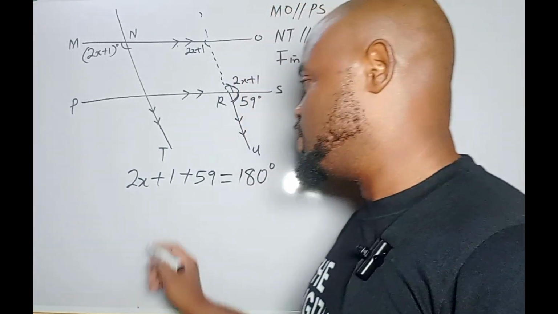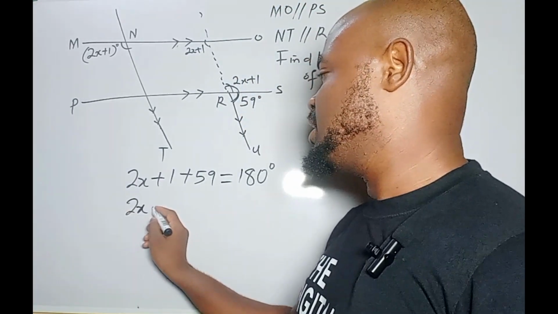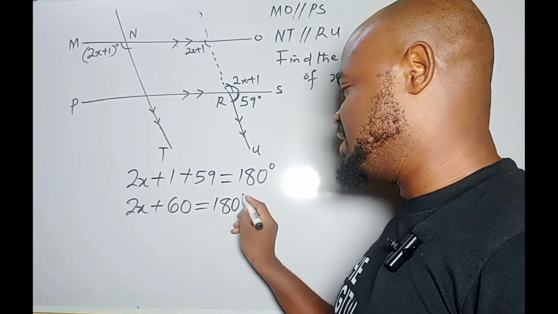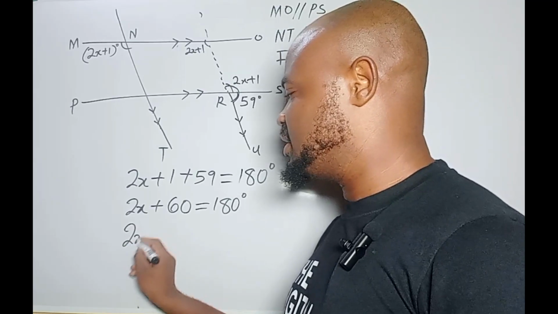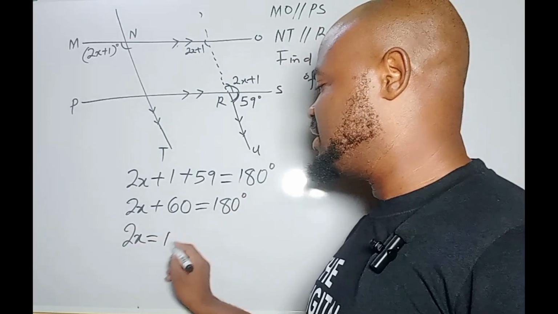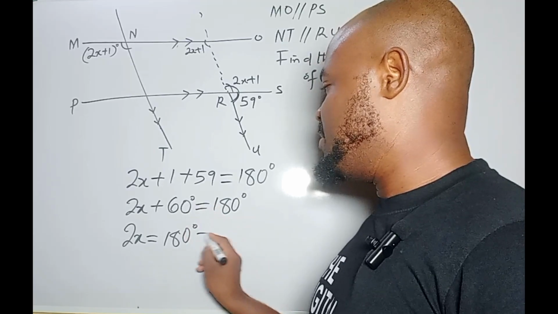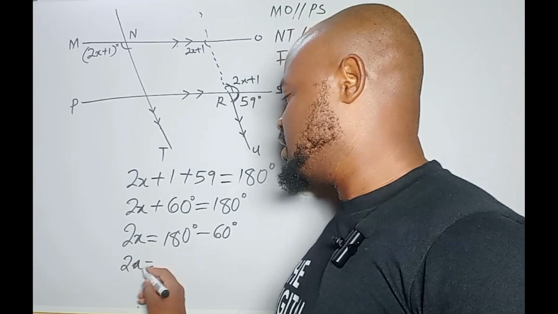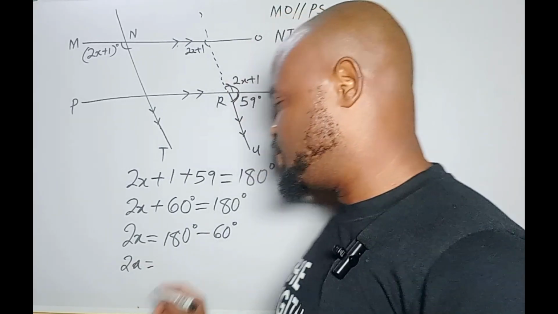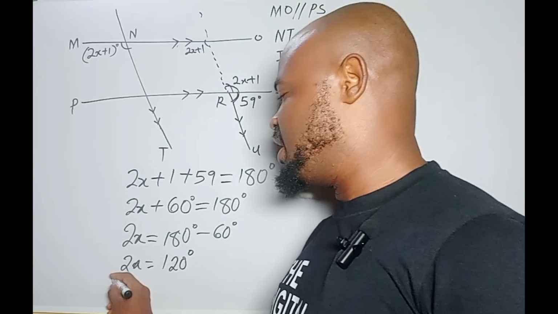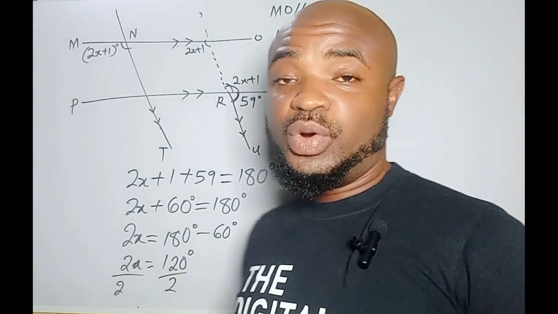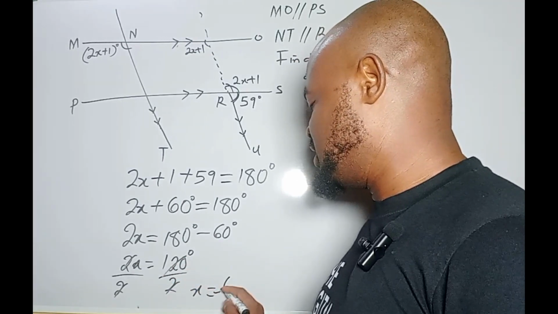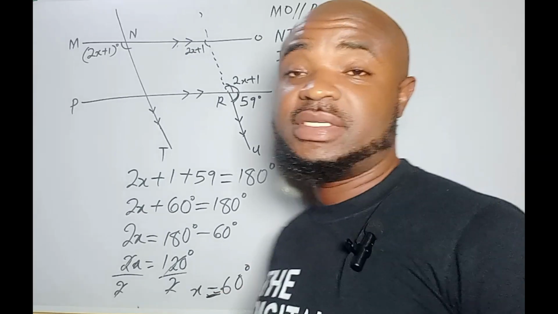I hope you are still following. Good. So I'm going to collect my like terms. That's 2x plus, this is 1 plus 59 is 60, equals 180 degrees. And that'll be 2x equals 180 degrees minus 60 degrees. Okay? And that'll be 2x equals to what? 180 degrees minus 60 degrees is 120 degrees. And when I divide both sides by 2, what would I have? And that will be x equals 60 degrees. And that is it.